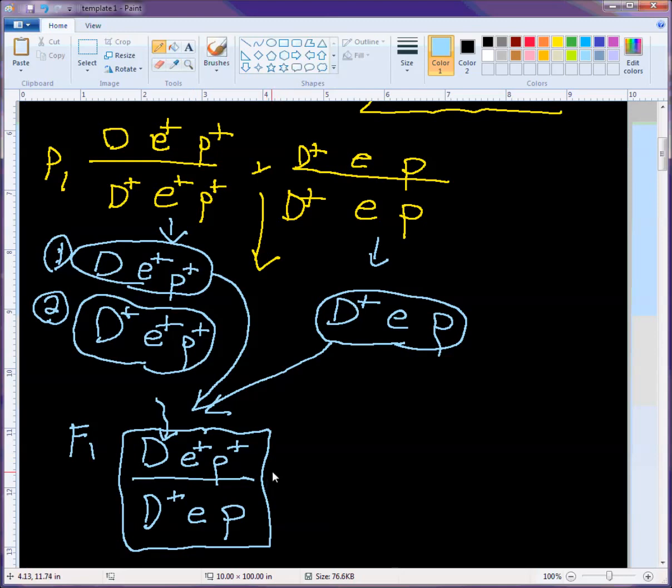Okay, so these flies are taken and back-crossed to the ebony pink homozygotes. So D, E plus, P plus. No, that's not right. D plus, E, P.